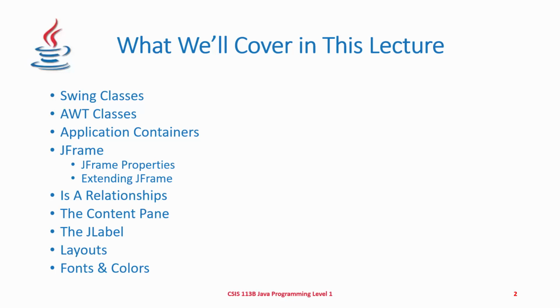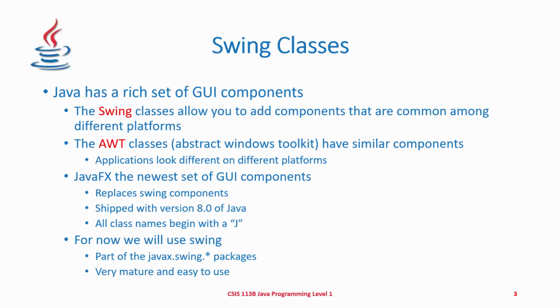at that point. Then we take a look at the Content Pane. This is where you'll be placing all of your components. We'll also introduce you then to the JLabel, which is how you put text into your content. We'll talk about the various layouts for organizing the text in the components, and we'll also introduce you to fonts and colors.